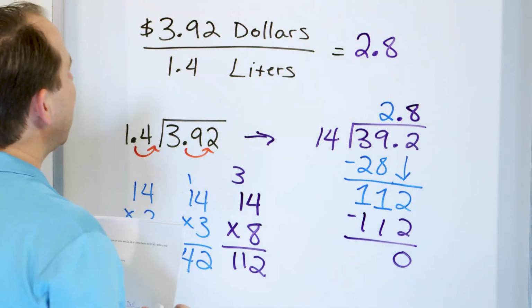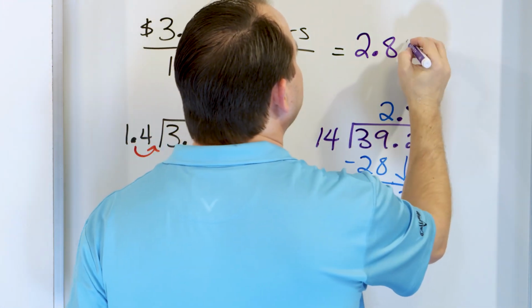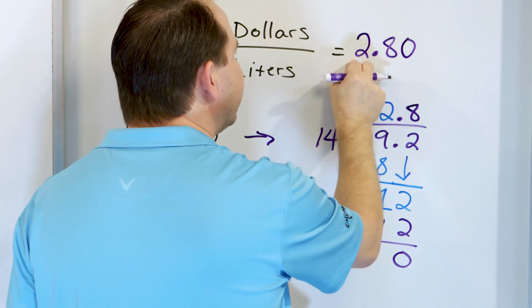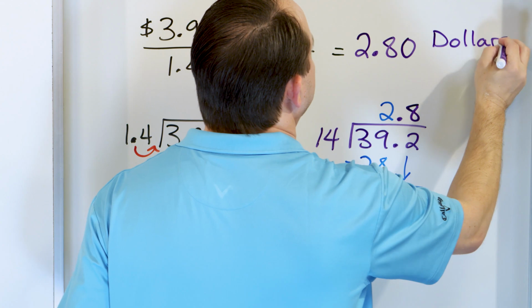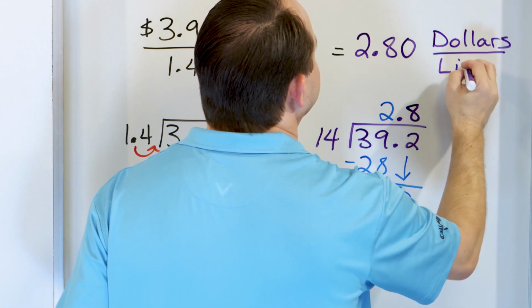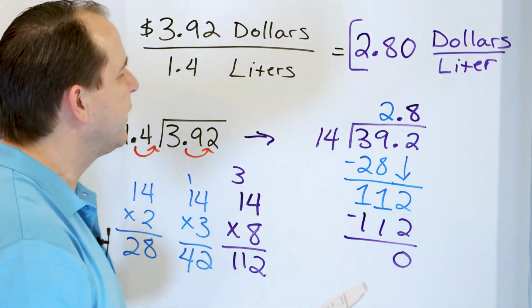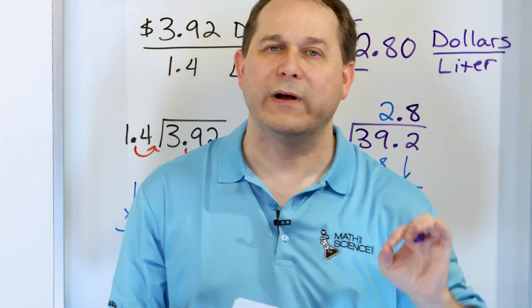2.8. But notice we're asking ourselves dollars per liter. So instead of writing 2.8, we can just tack on a 0 because we're reading money. Dollars and cents is easier: $2.80 per liter. So when someone asks you for the price per liter, or the price per gallon, or the price per anything, it's just dollars per whatever it is.